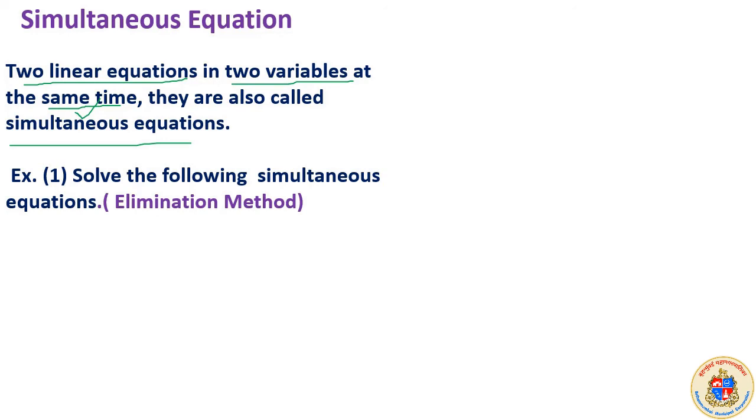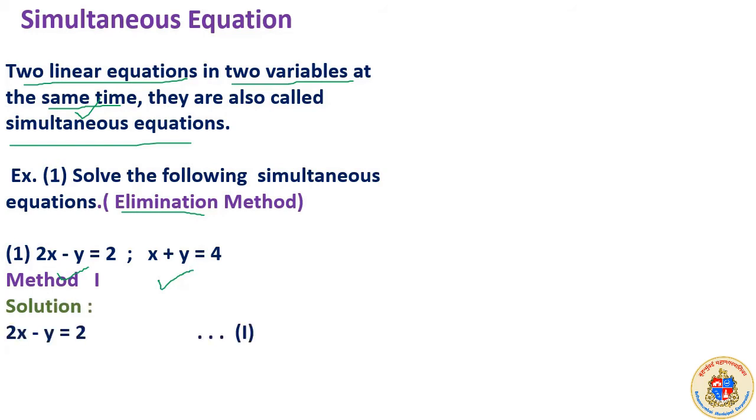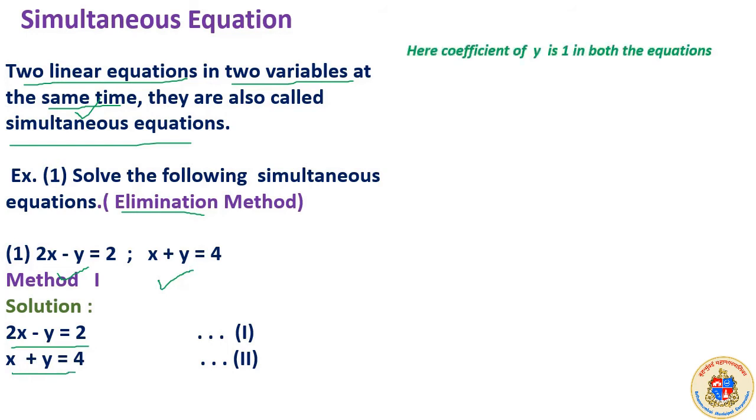So the elimination method, as the name indicates, means we have to remove a particular term from the equation itself to solve the equation. Here the equations given to you are 2x minus y is equal to 2 and x plus y is equal to 4. The method one, named the elimination method, means we have to eliminate any one of the terms. The first equation is 2x minus y is equal to 2. The second equation is x plus y is equal to 4. What I am trying to do is observe that the coefficient of y in both the equations is 1.